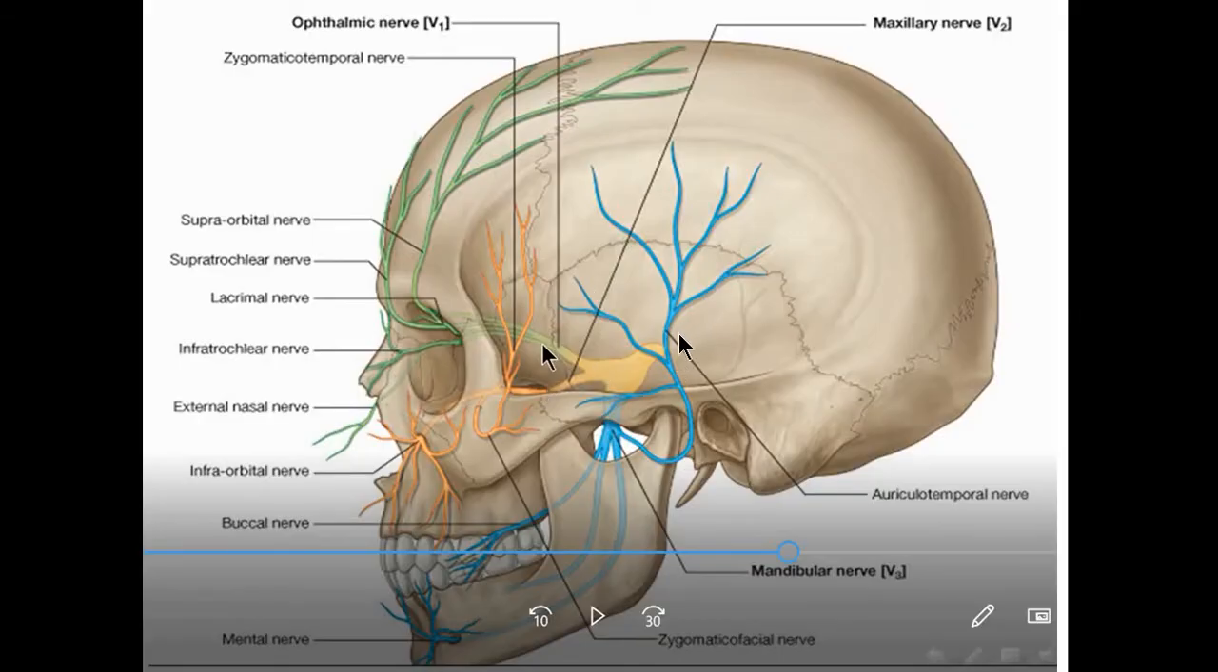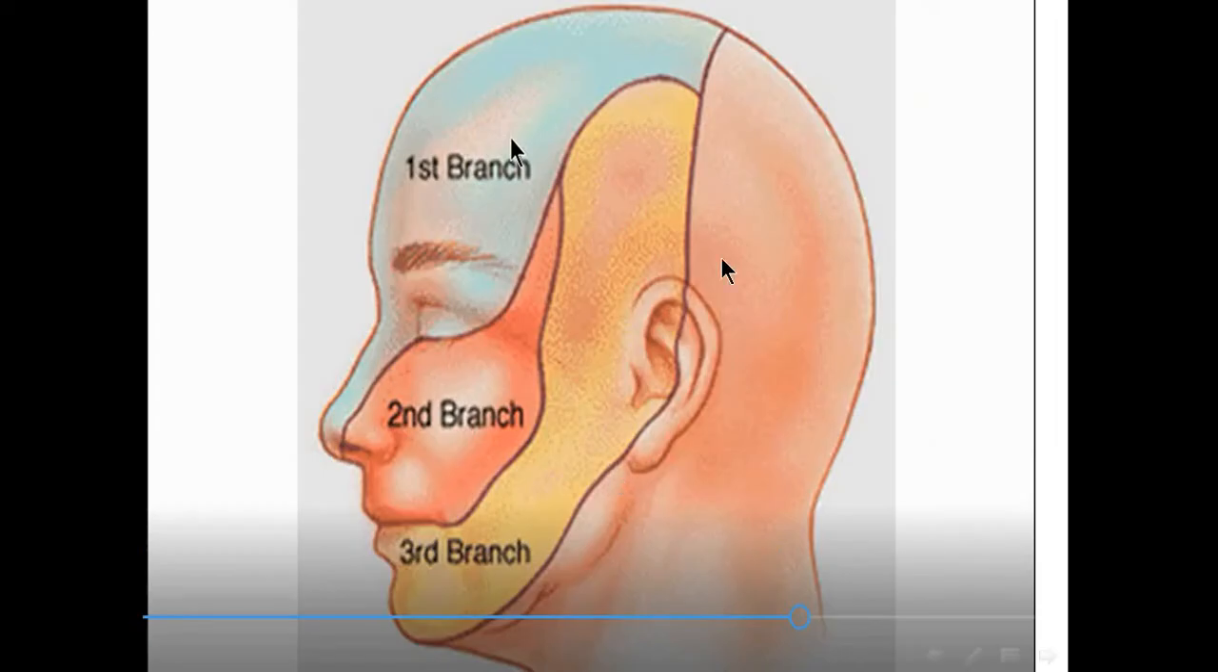This lateral view of the skull shows the trigeminal ganglion with its branches. This is the ophthalmic, this is the maxillary, and this is the mandibular branch. This dermatome shows the sensory distribution of the trigeminal nerve branches. This is the ophthalmic, and this is the maxillary, and this is the dermatome of the mandibular.